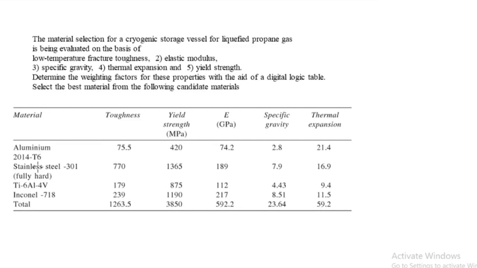So we have aluminum, stainless steel, titanium, and Inconel. These are the properties: toughness, yield strength, Young's modulus, specific gravity, and thermal expansion. This table will help you find the scaling factor, and we use the logic table to find the weighting factor. So let's take your calculators and let's do something.